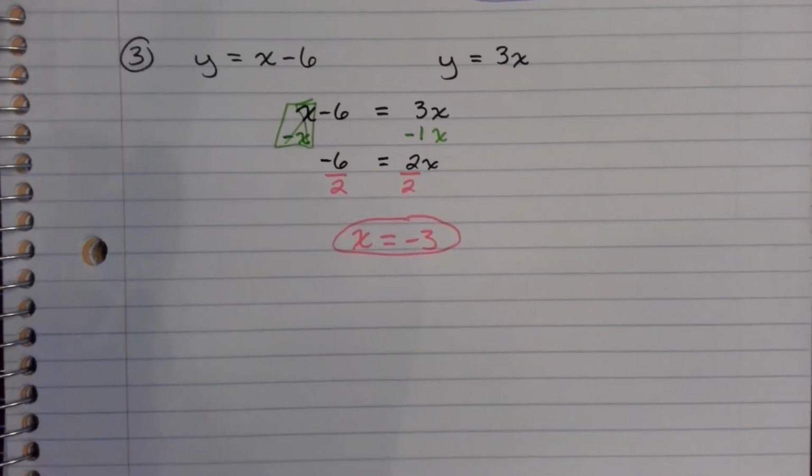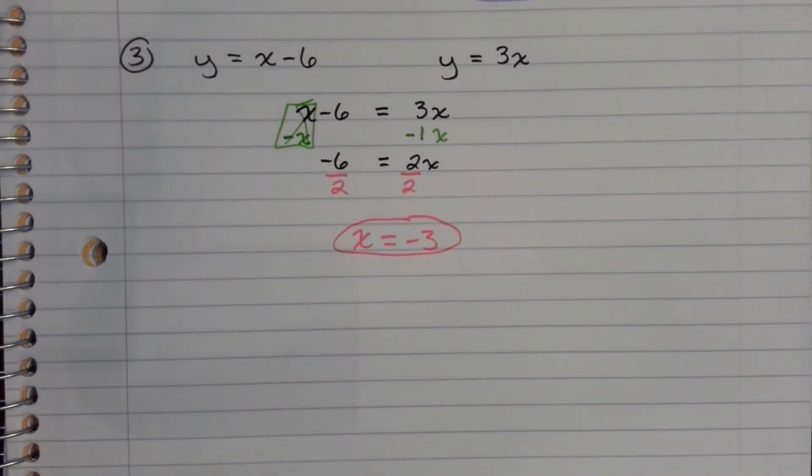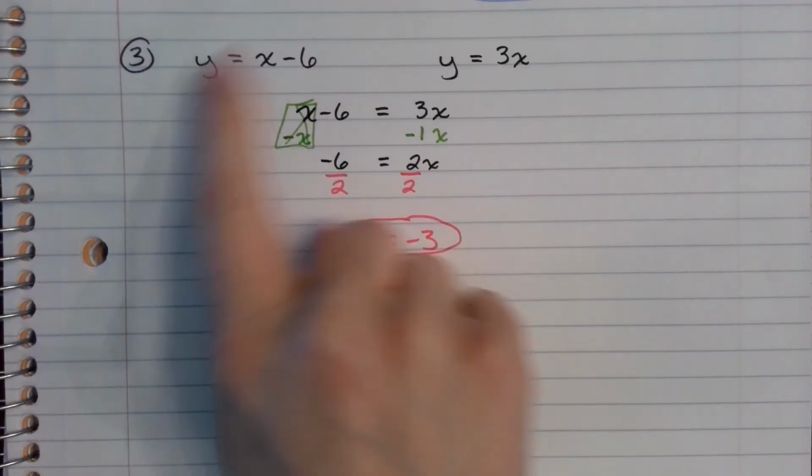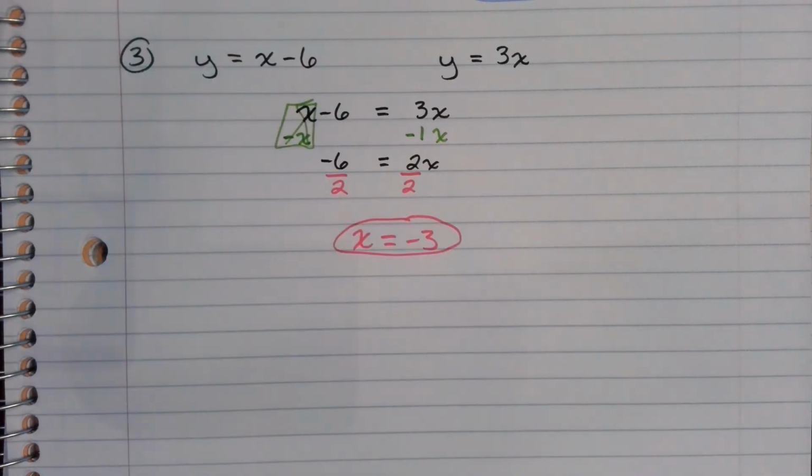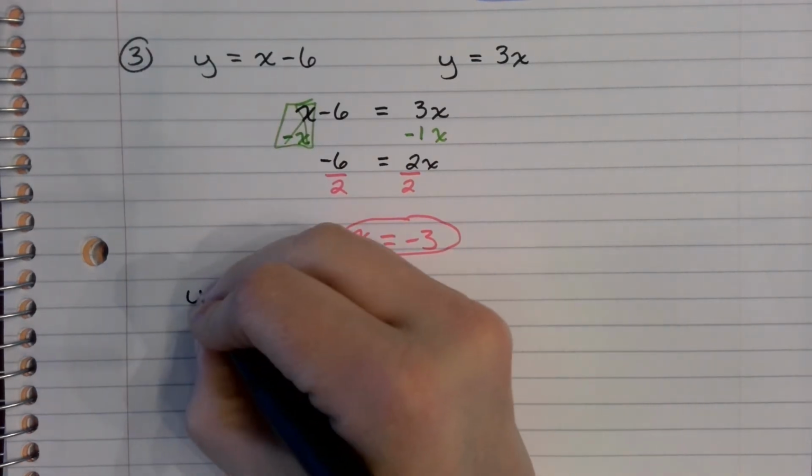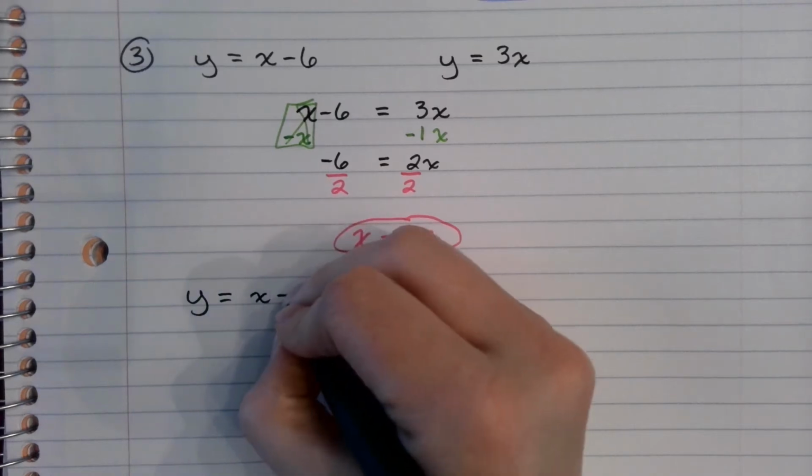Next thing I need to do is just pick one of the equations. Doesn't matter, I pick one or the other. I'm going to go ahead and pick the first one. I tend to like to go with the first one. So I'm going to do y is equal to x minus 6.